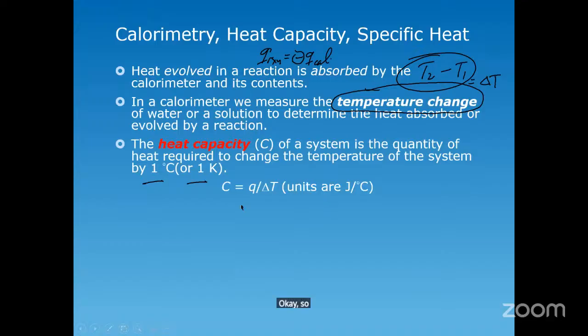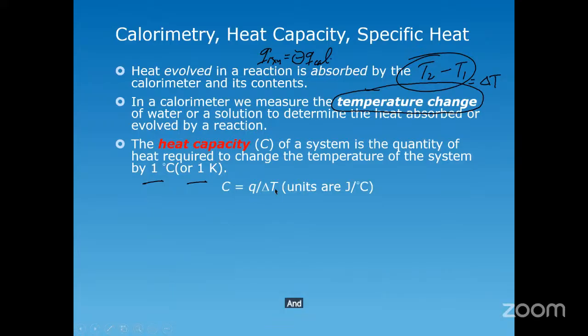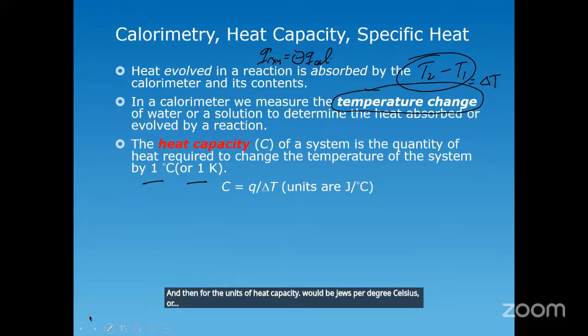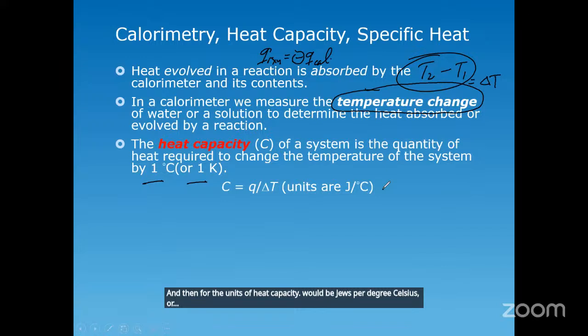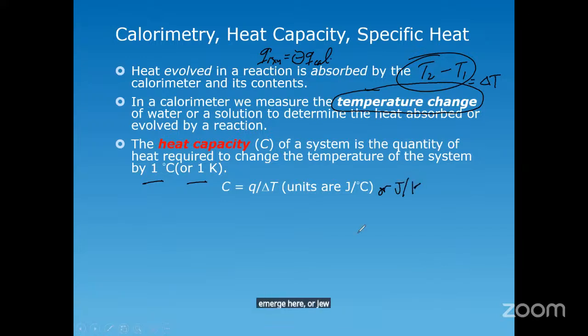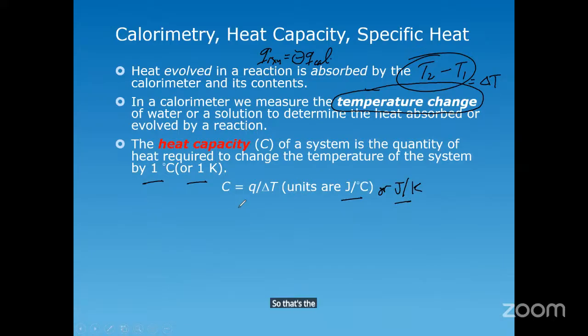Okay, so this is the equation right here. Uppercase C is the heat capacity, Q is the heat change, and delta T is the change in temperature. And therefore the units of heat capacity would be joules per degree Celsius, or joules per Kelvin. Again, it doesn't matter if the units are expressed in this or this combination, the calculations will still be the same. So that's the heat capacity of a system.